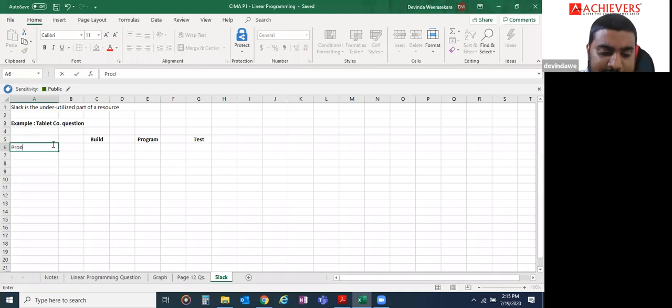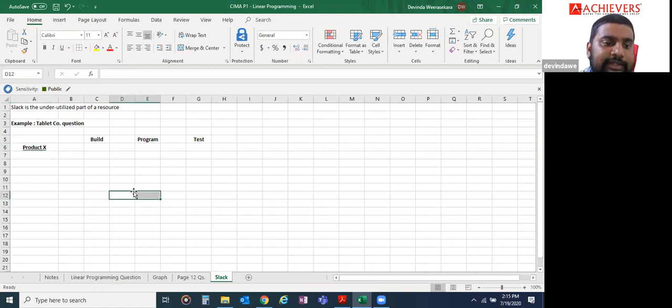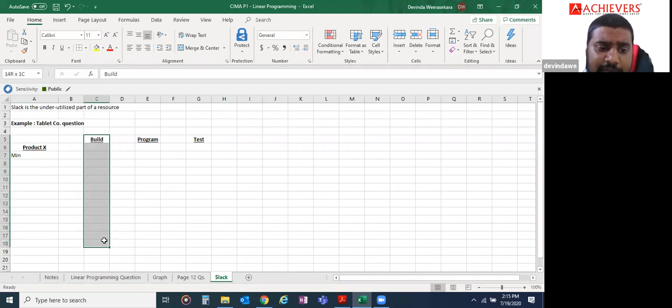So we have to go by the two products, product X and product Y. So first let's take product X. So basically, guys, what we are trying to calculate here is how much of the resource we are utilizing, right? So if we take product X, to produce 1 unit of product X, how many minutes of build do we require? First I am going to show you all how to calculate the slack for build resource, and I want you all to calculate for program and test, right? So focus and look at this.